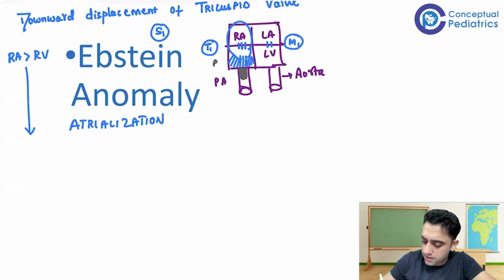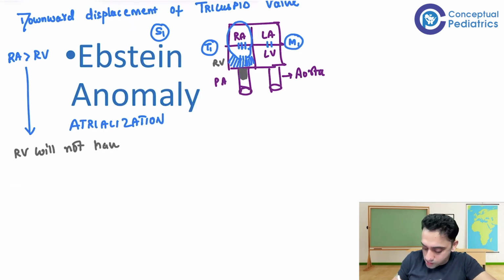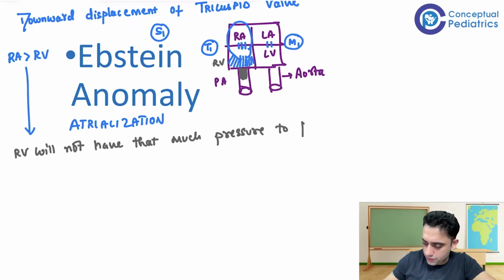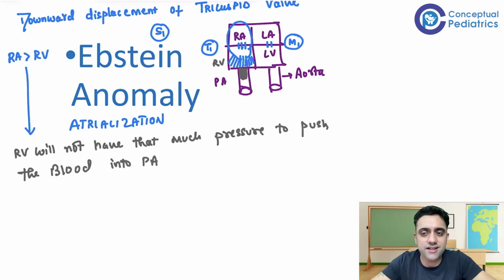This is the right ventricle. The right ventricle will not have that much pressure to push the blood into the pulmonary artery, because the right atrium has taken most of the space. That's why the right ventricle will not have that much pressure to push the blood into the pulmonary artery.